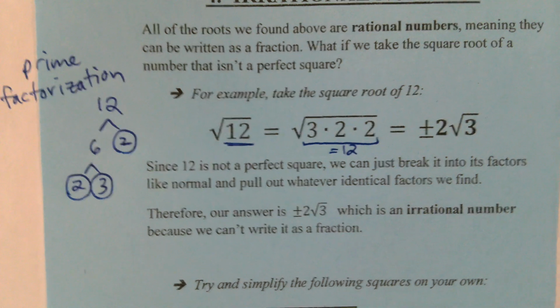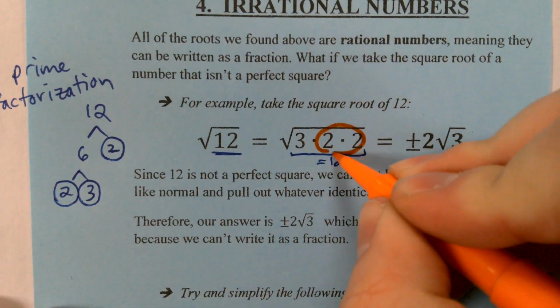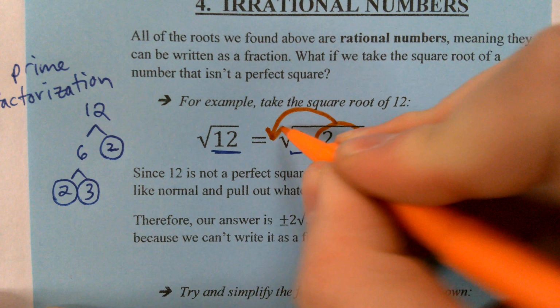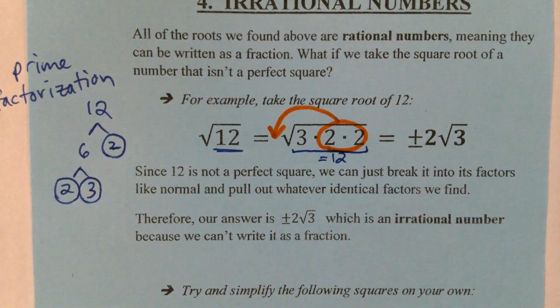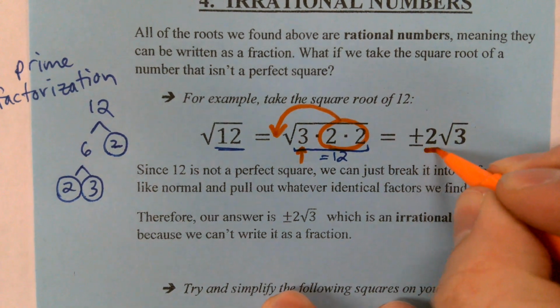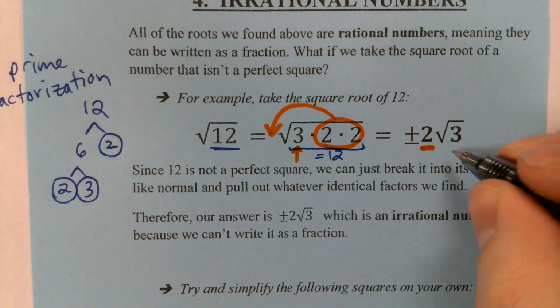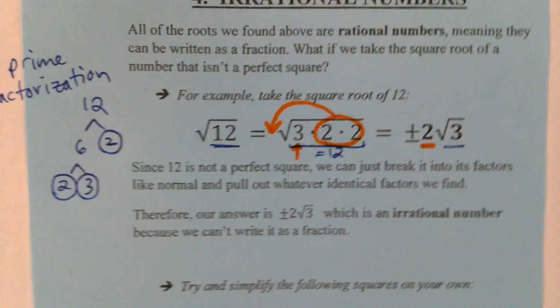And what do we have an identical pair of inside that square root? What number shows up more than once? 2, right? So we're going to take those 2's and bring them out in front. Exactly what we did yesterday, except now our square root sign can't disappear because there's still something left over, that little 3 in there. So the 2's came out in front. We got plus or minus 2 times the square root of 3. This is what's left over on the inside.